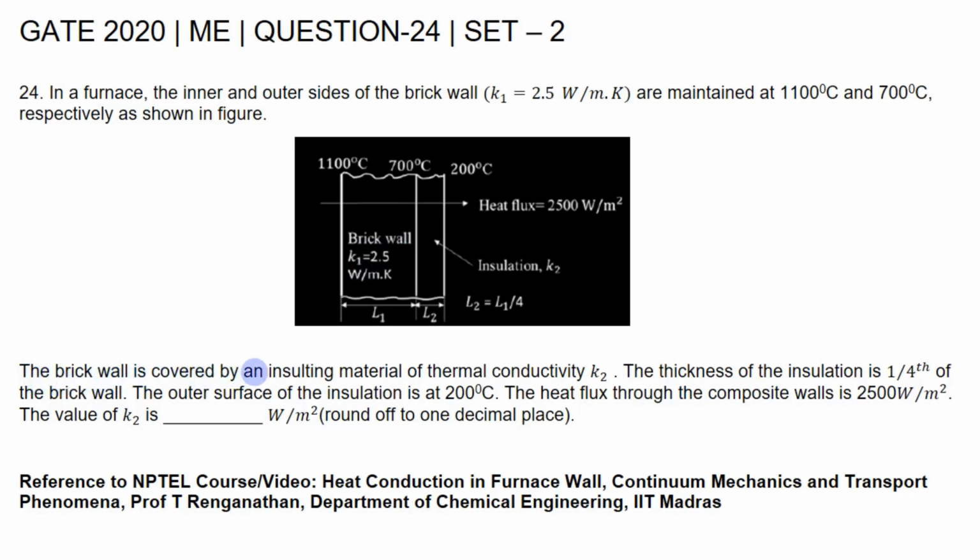The brick wall is covered by an insulating material of thermal conductivity K2. The thickness of the insulation is 1/4 of the brick wall. The outer surface of the insulation is at 200 degrees Celsius. The heat flux through the composite wall is 2500 watt per meter square. Now the value of K2, rounded off to 1 decimal place, is, so we need to find K2.